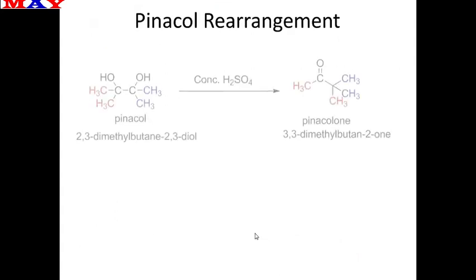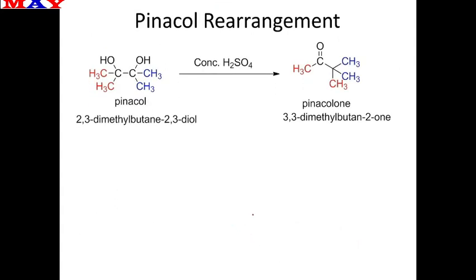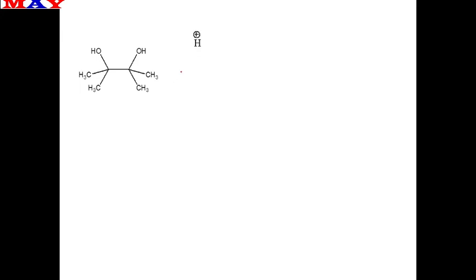Pinacol rearrangement, where a dihydroxy system goes into a ketone. For the rearrangement, we have H plus ion in the system and our dihydroxy system. We give the lone pair of oxygen to H plus ion to make this intermediate, where OH is protonated to form OH2 with positive charge.